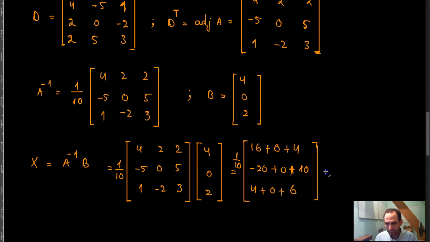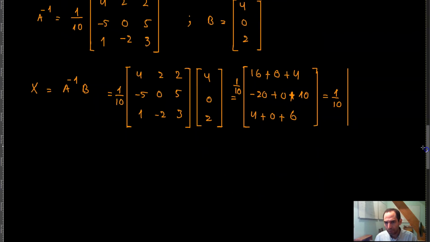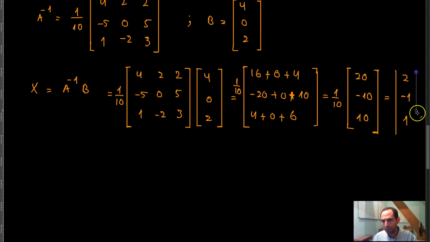Okay. So I have 1/10 of 16 plus 4 is equal to 20. Negative 20 plus 10 is equal to negative 10. And 4 plus 6 is equal to 10. So you have basically 20/10 is equal to 2. Negative 10/10 is equal to negative 1. And 10/10 is equal to 1.